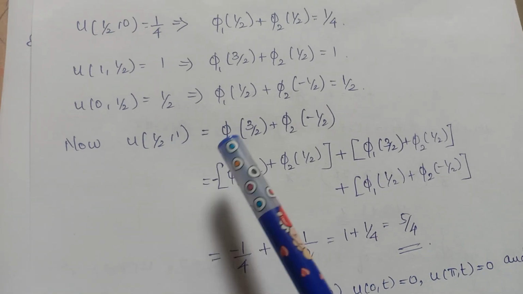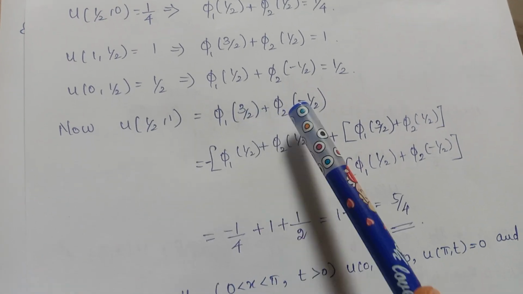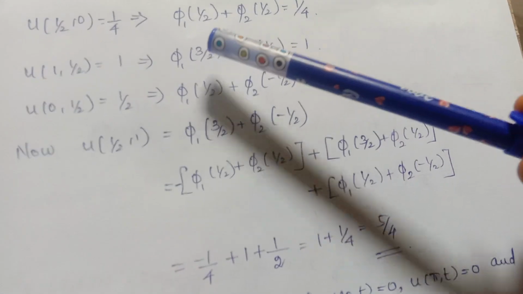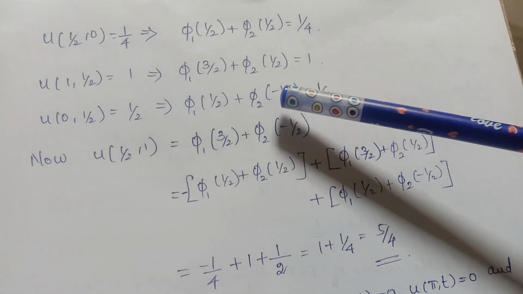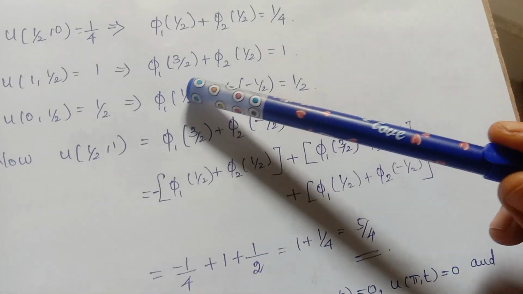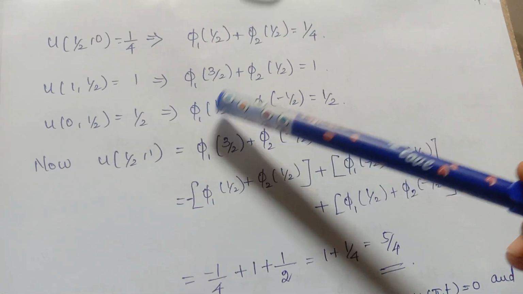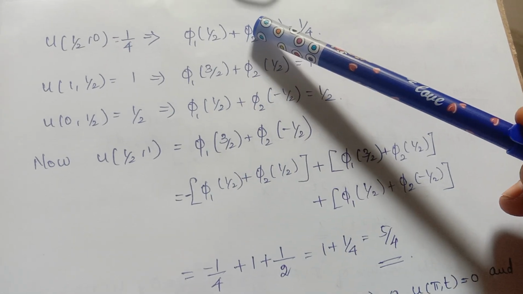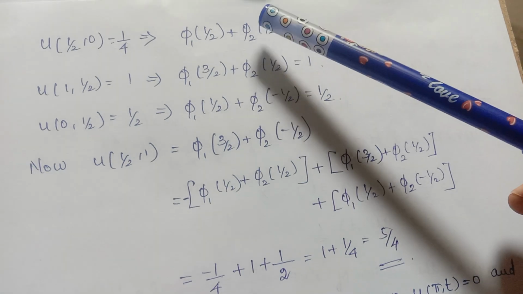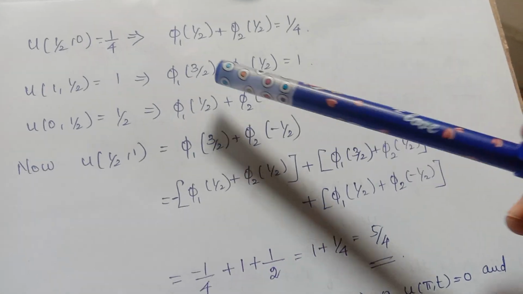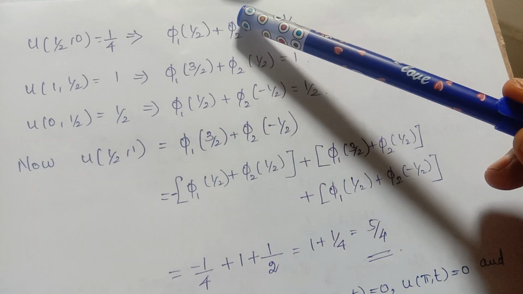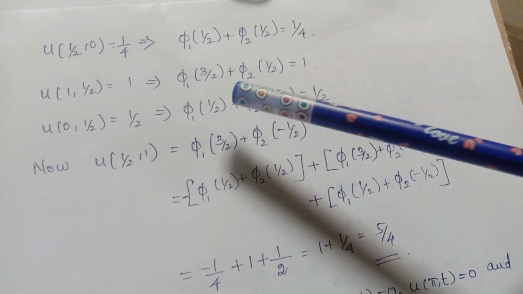u of (1/2, 1) equals phi 1 of 3/2 plus phi 2 of minus 1/2. Isn't it? Now you see this 3/2 is here in this equation and minus 1/2 is here in this equation. So these two cannot get cancelled because this is phi 1, this is phi 2. But this phi 1 of 1/2 plus phi 2 of 1/2 are here. So for finding the solution, we can add these two equations and subtract this equation.